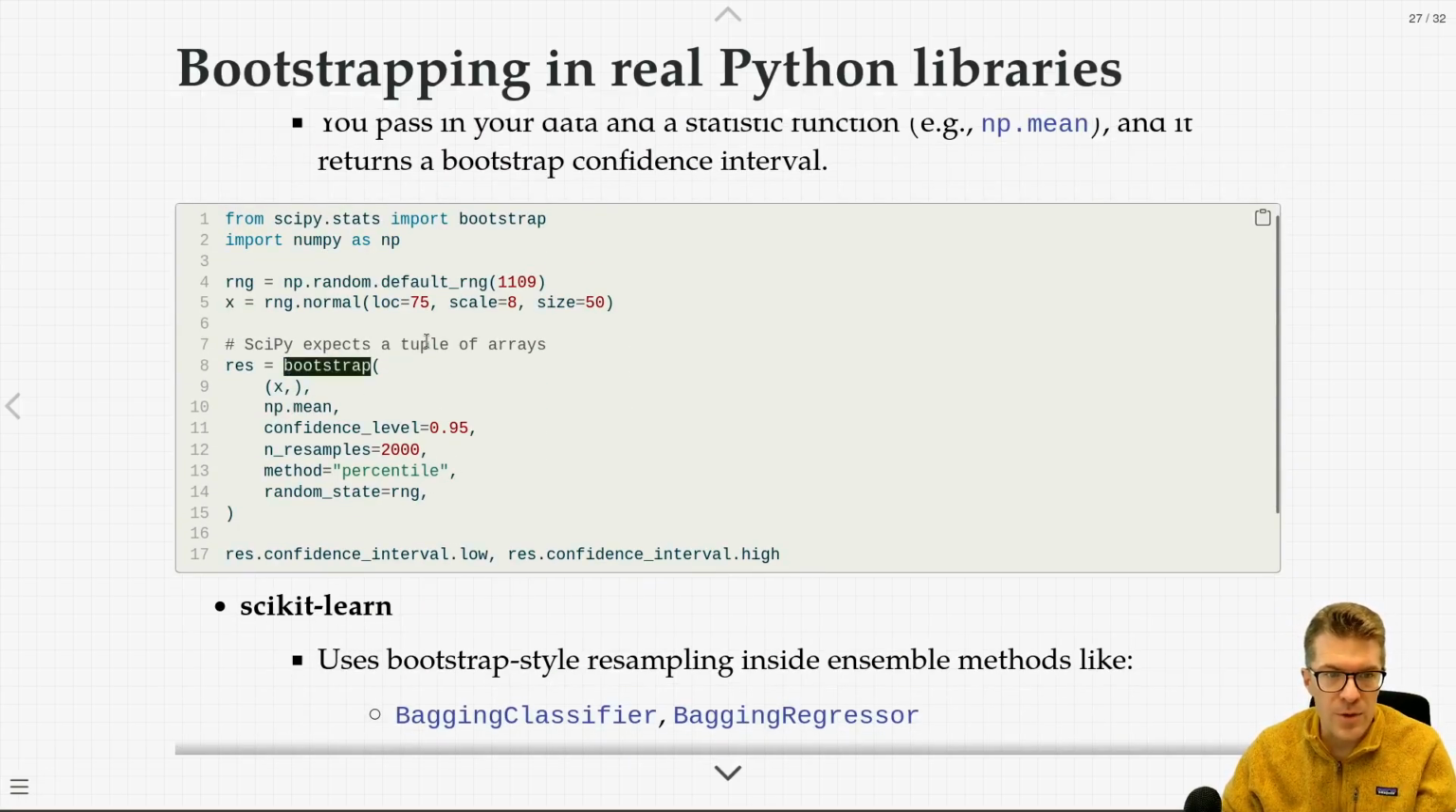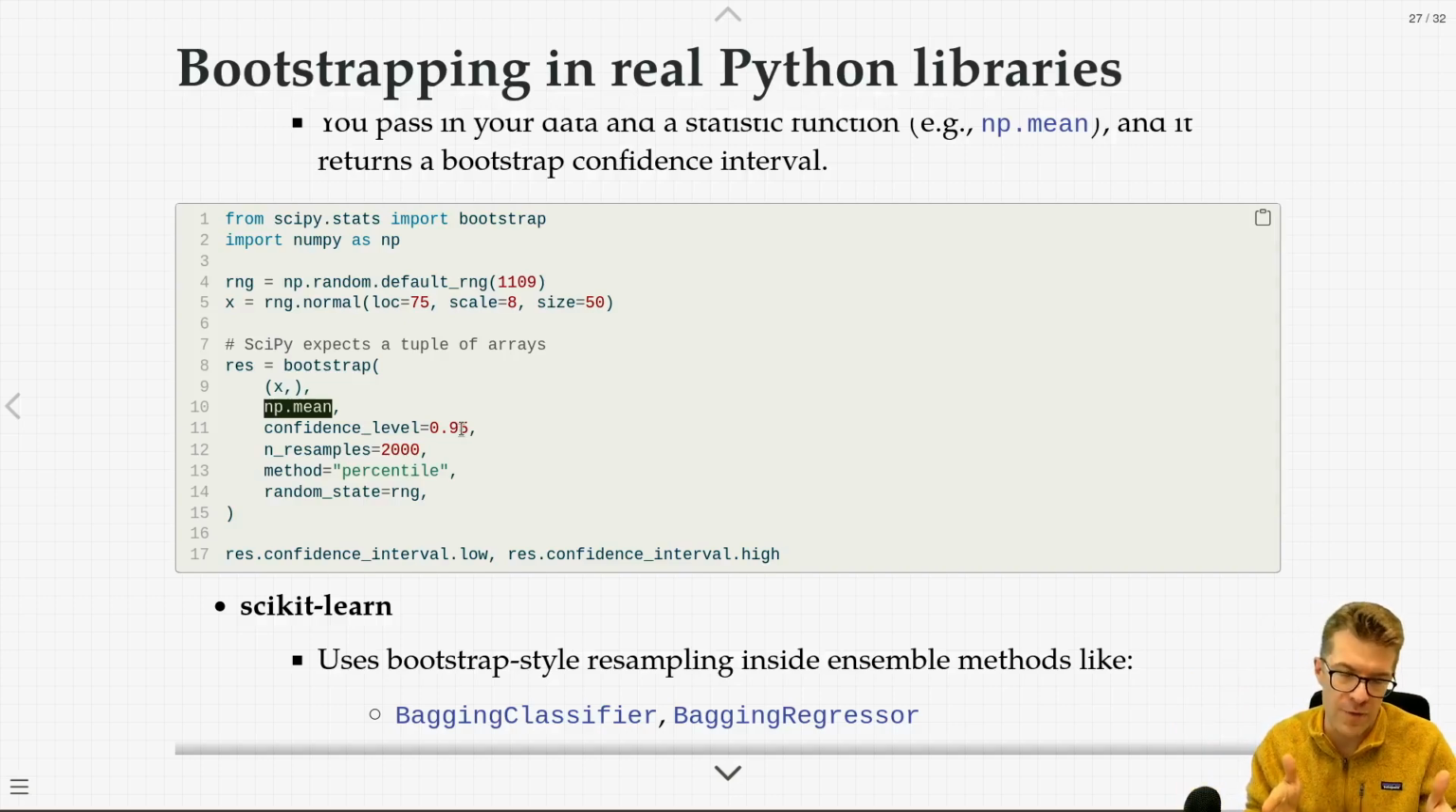And here's what I actually call bootstrap, which I just imported a moment ago. This uses the data X. This says use the function mean. My confidence interval is 95%. So again, this is going to go between the 97.5th percentile and the 2.5th percentile. If you provide a different confidence interval, this will change.